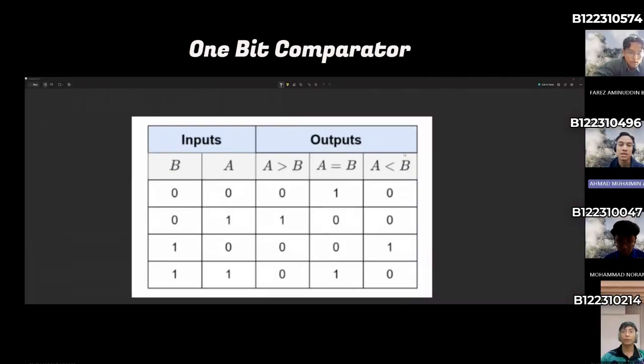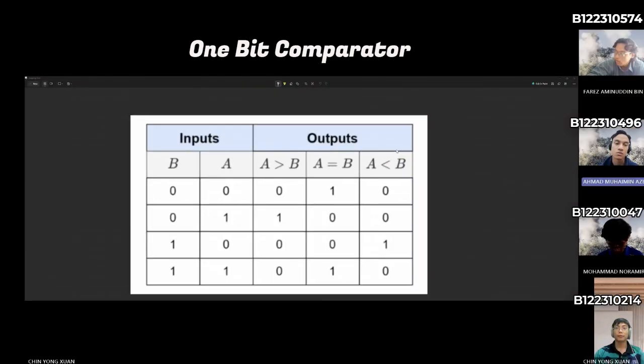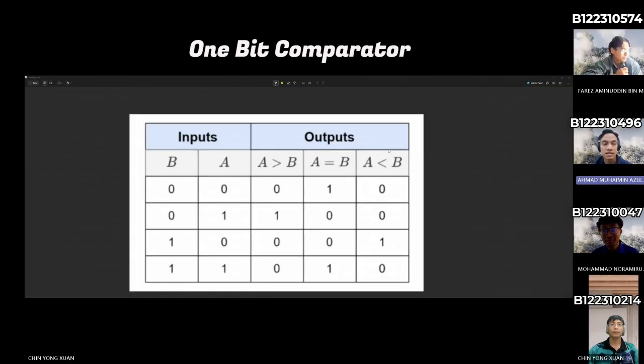Hi, my name is Ahmad Mohamed Azim, and today we would like to present our project, which is a 1-bit magnitude comparator. Our objective was to design a circuit that compares two single-bit inputs, A and B. The theory goes like this.